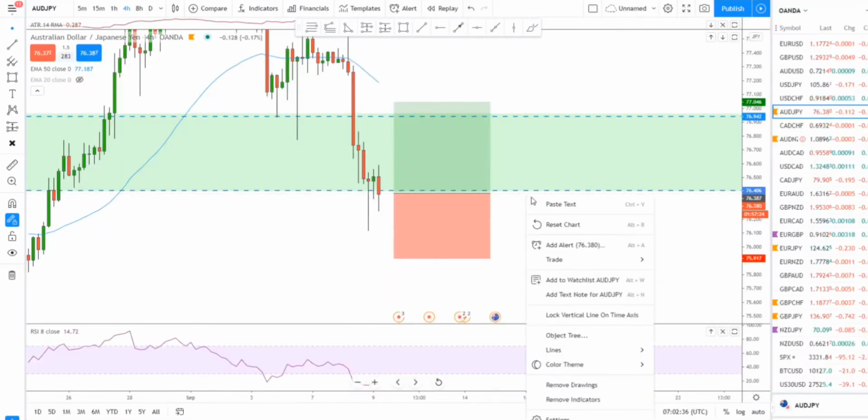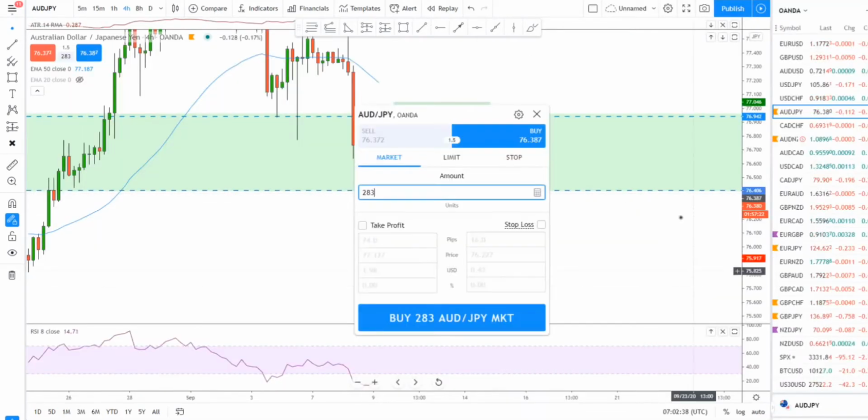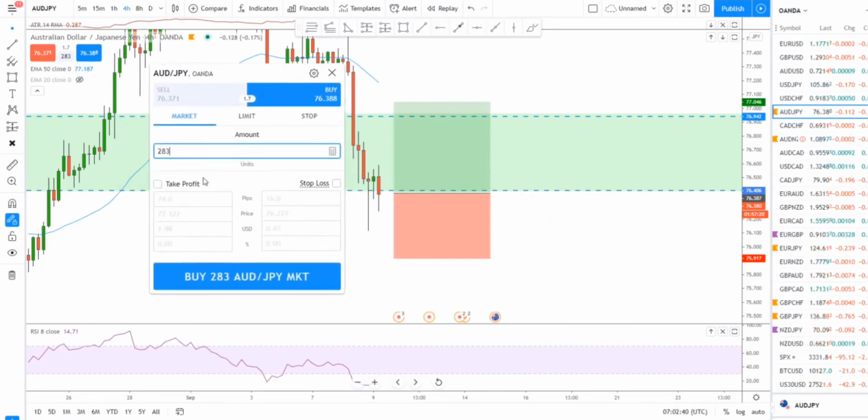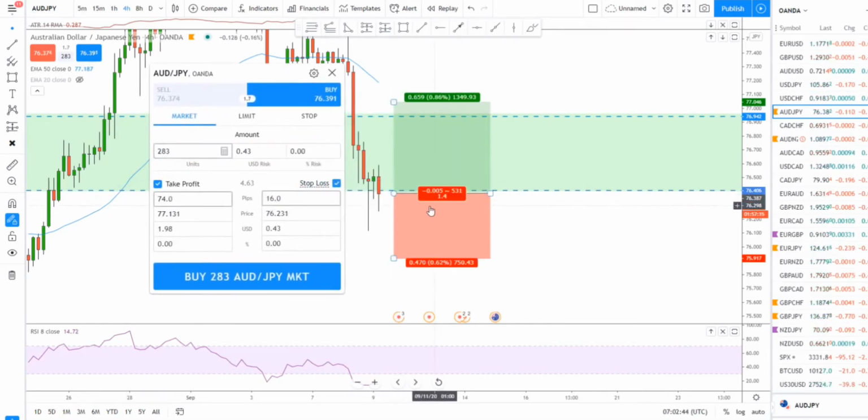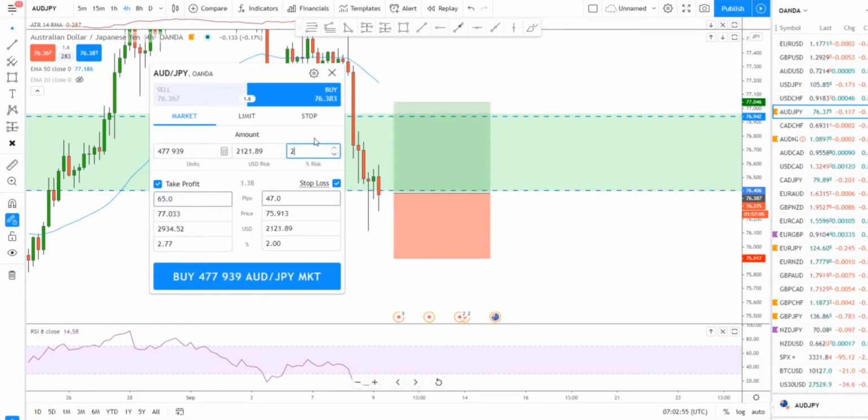All right, traders, so here we have a nice trade based on top-down analysis and a couple of other factors on the Aussie Yen. I'm going to go ahead and place this order. It's going to be a market order. I'm going to put in my take profit and stop loss. The stop loss is 47. Our take profit is 65. And I want to be risking 1% on this trade. Oop, not 2%, 1% on this specific trade.